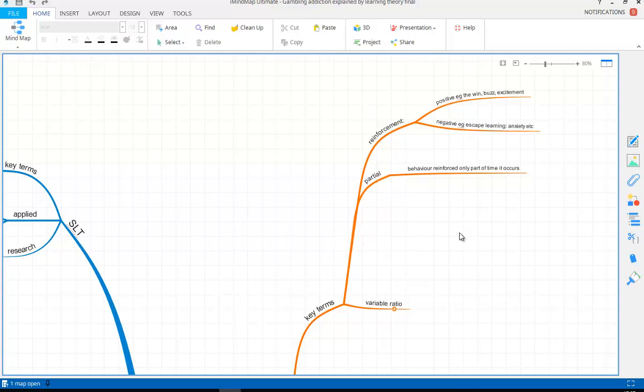We also need to bring in partial reinforcement. Partial reinforcement is when your behavior is reinforced only some of the time. It could be variable interval, or it could be variable ratio, and we'll talk about those. So partial reinforcement means behavior is reinforced only part of the time it occurs.